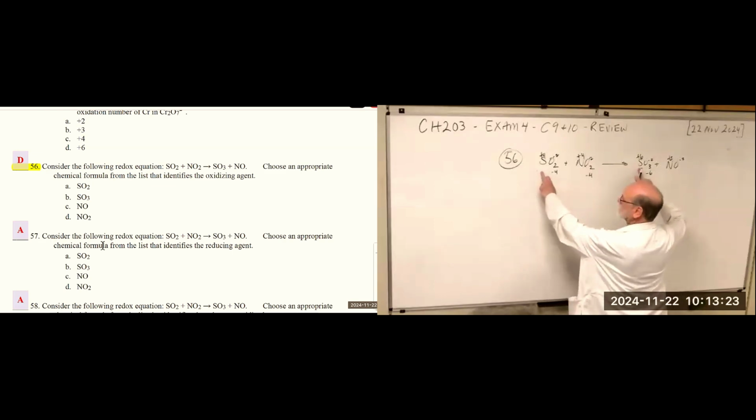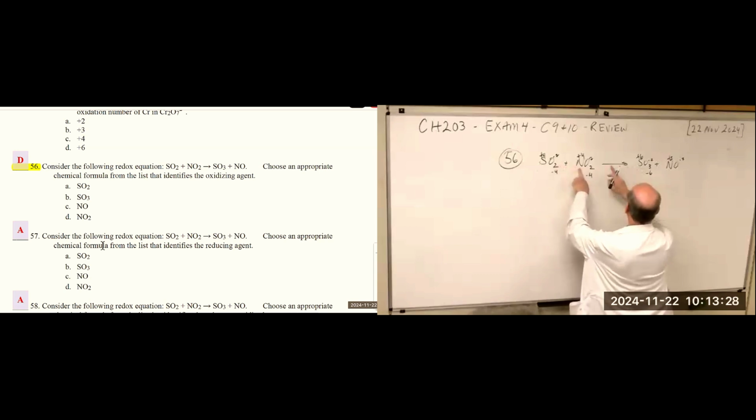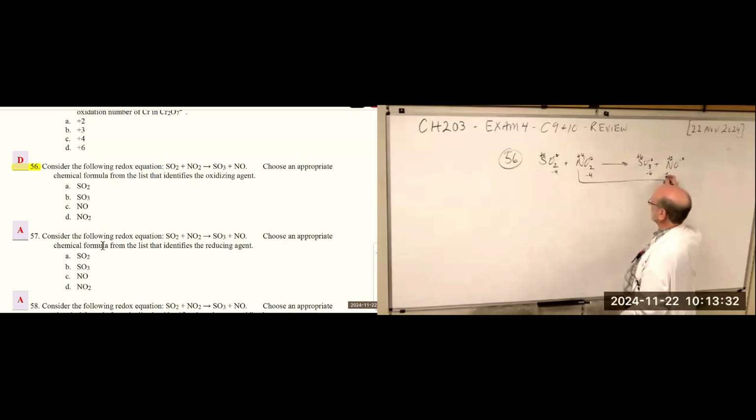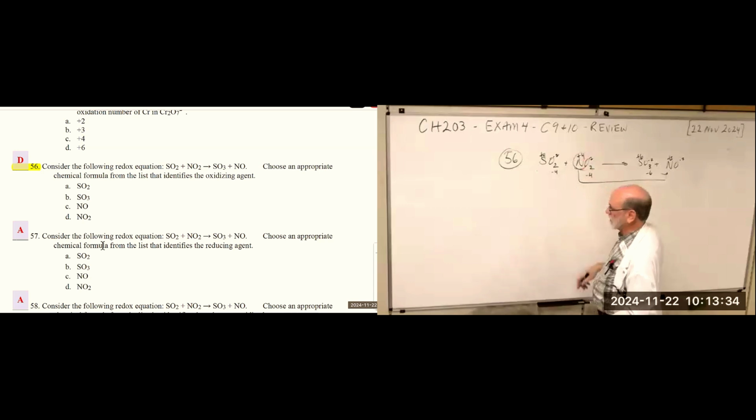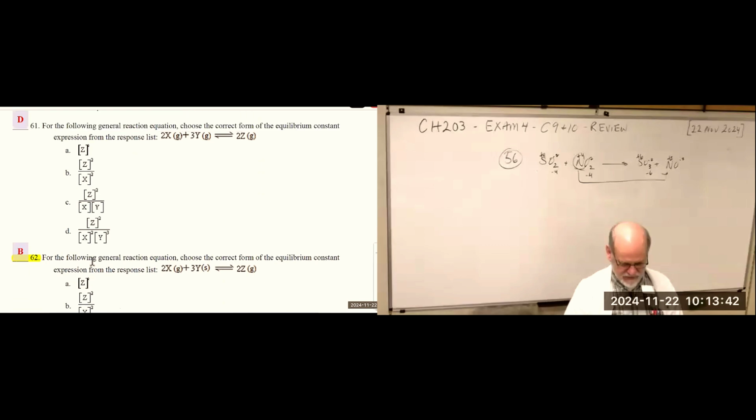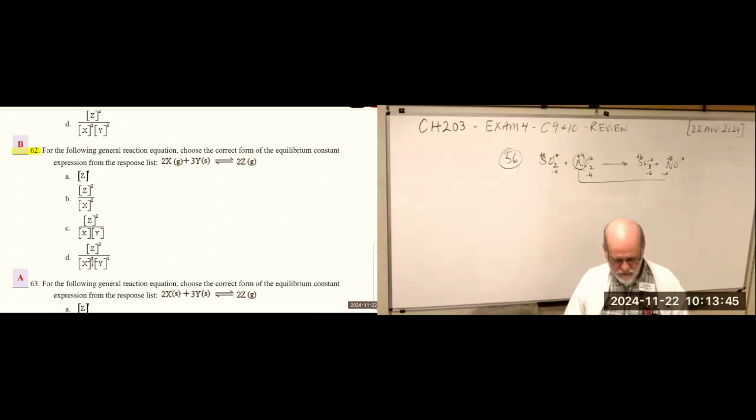+4 to +6, that's oxidized. Oxygen doesn't change. Nitrogen went from +4 to +2, that's the one that's reduced. So this is our oxidizing agent right here, NO2. Okay. Let's see, 62.